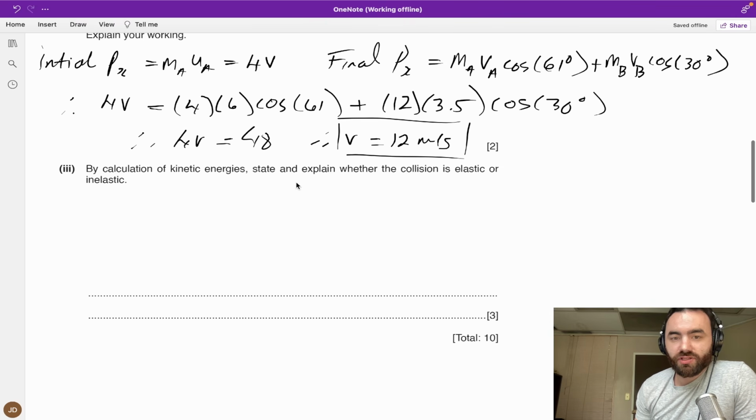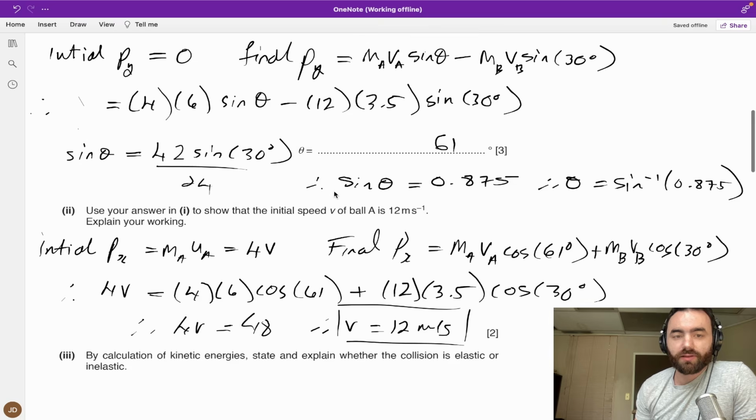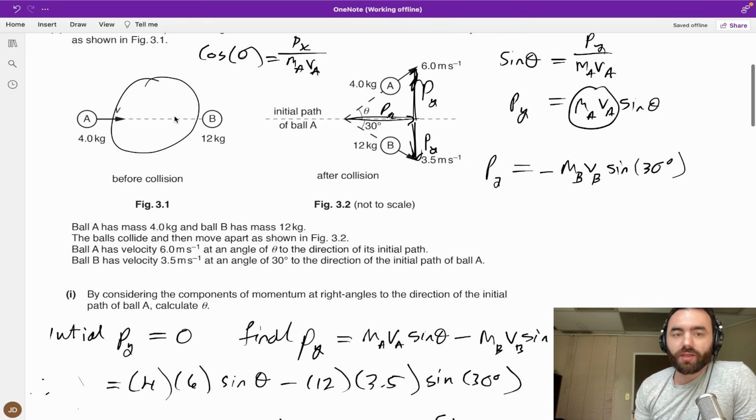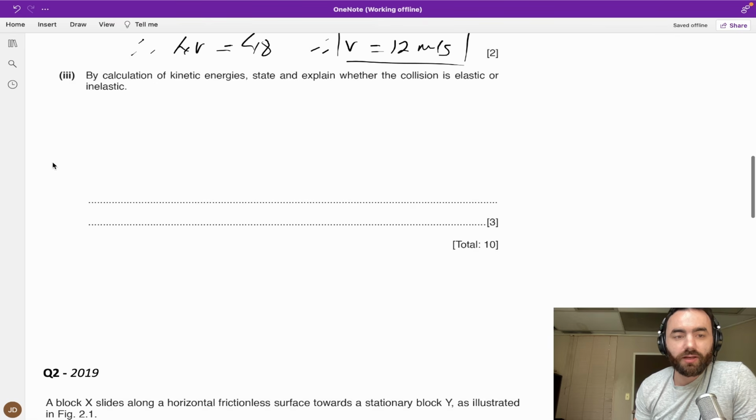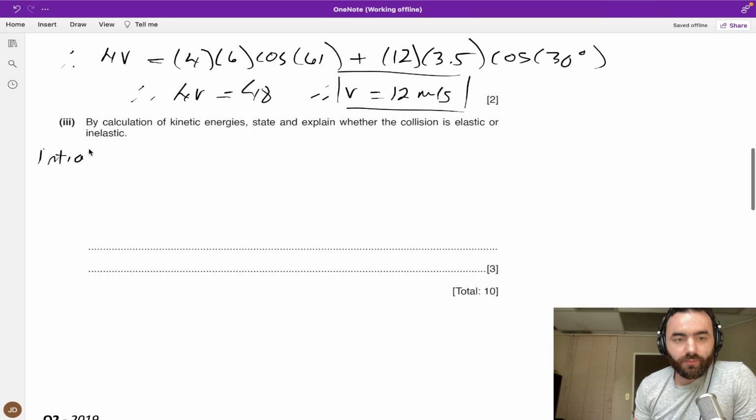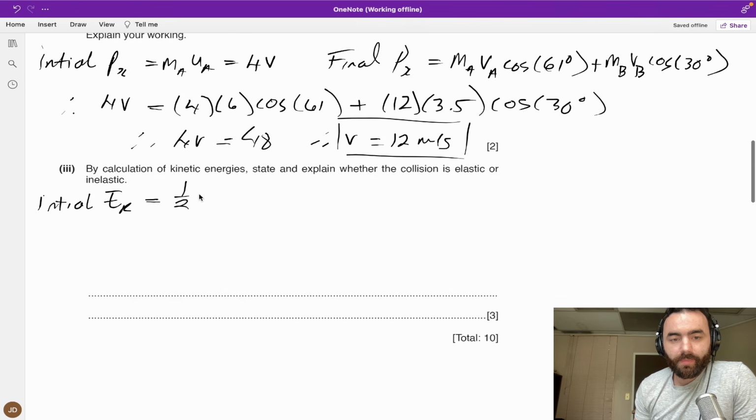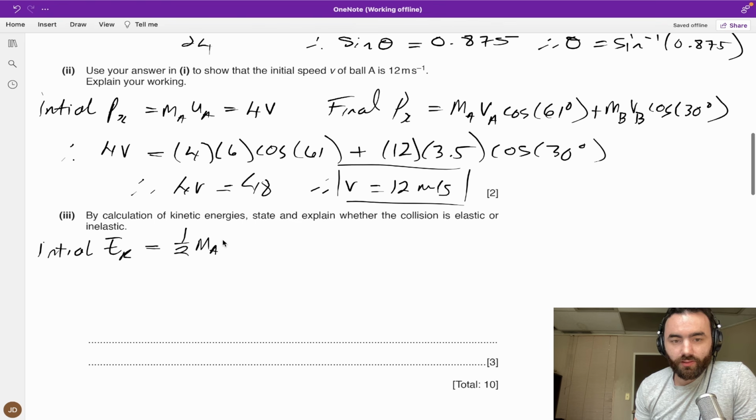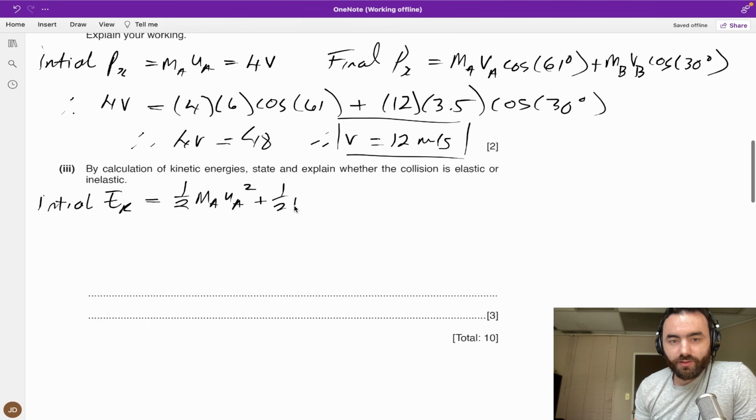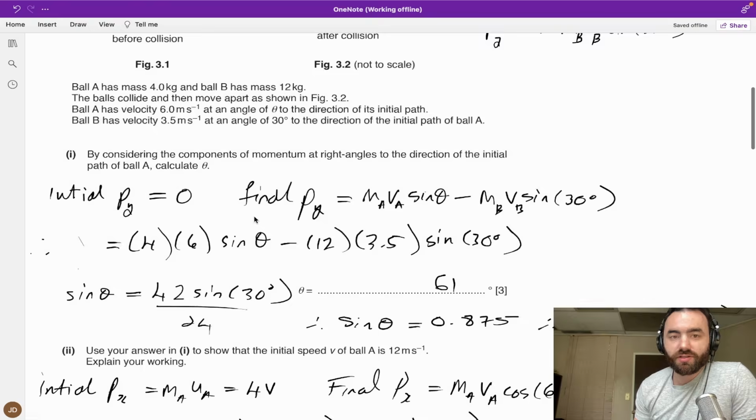By calculations of the kinetic energy, state and explain whether the collision is elastic or inelastic. Well, if the kinetic energy before equals the kinetic energy after, it's elastic, and if the kinetic energy before does not equal the kinetic energy after, then it's inelastic. So we just calculate those kinetic energies. So initial EK is going to be a half times the mass of A times the velocity of A, let's call it U of A for now, squared, plus a half times the mass of B times U of B squared. That's the total initial kinetic energy.